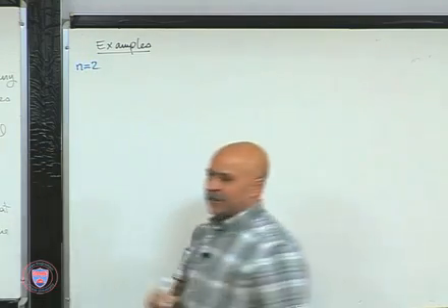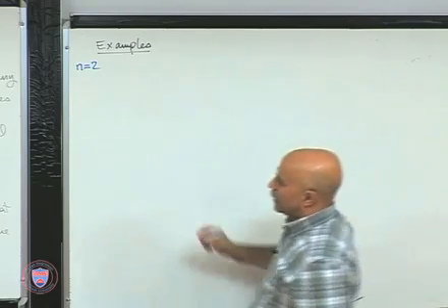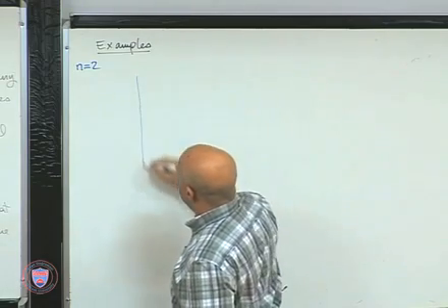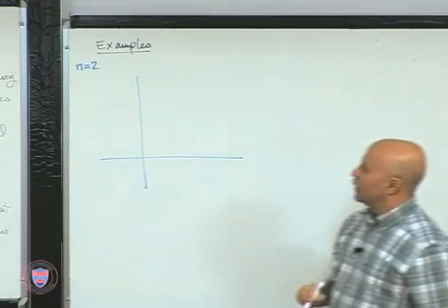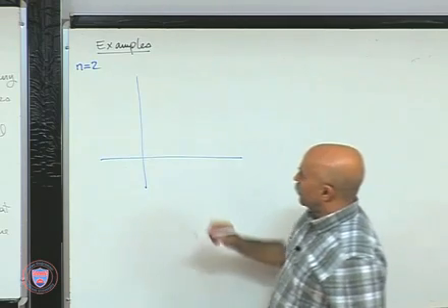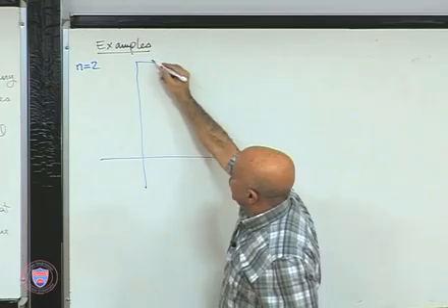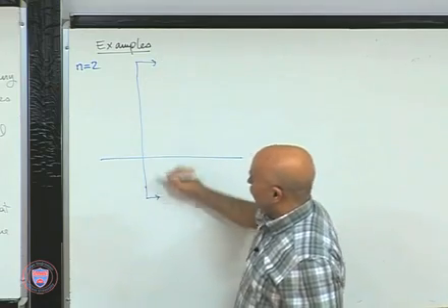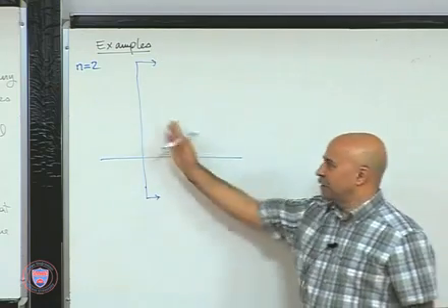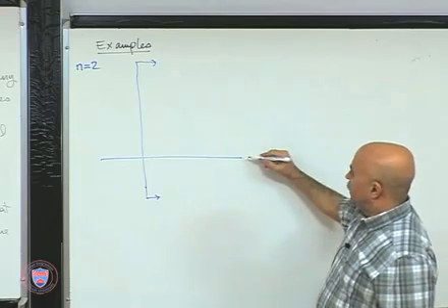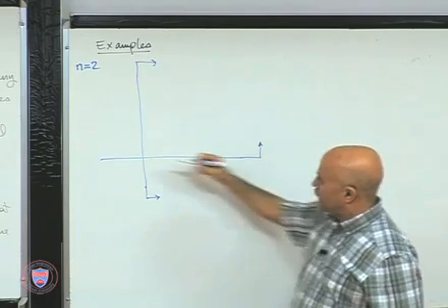Let's take the case of 2 dimensions again. First of all, in 2 dimensions, things will look like this. So this line is one half space. It defines a half space this way. This one also defines another half space.